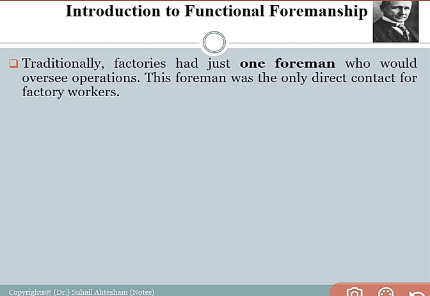Traditionally, every factory had just one foreman who oversees the operations of the workers at factory level. It means there was only one foreman, one supervisor, and one boss for overseeing the operation, for directing, for taking work, and for supervising the work of the workers at factory level.